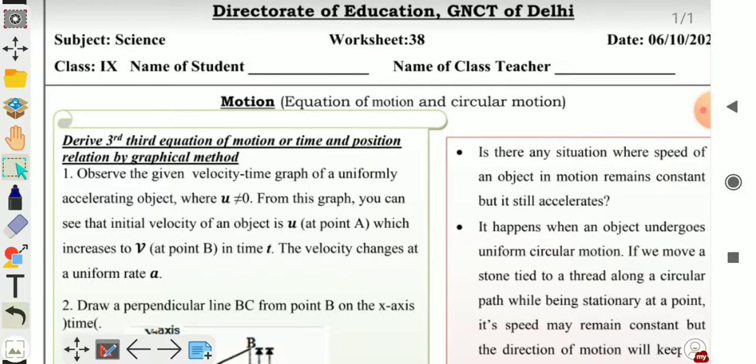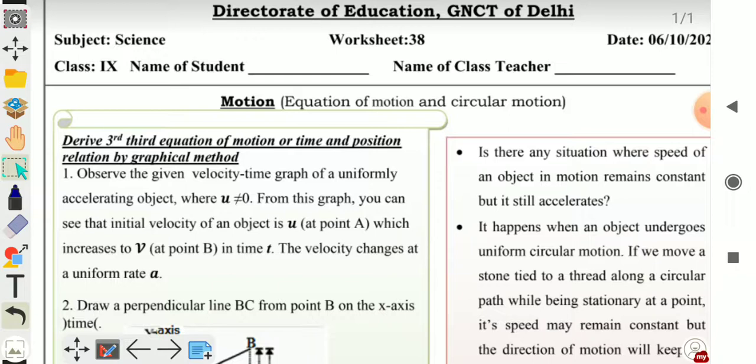In this worksheet, we will learn about equation of motion and circular motion. First of all, we will derive the third equation of motion, or time and position relation, by graphical method. Observe the given velocity time graph.